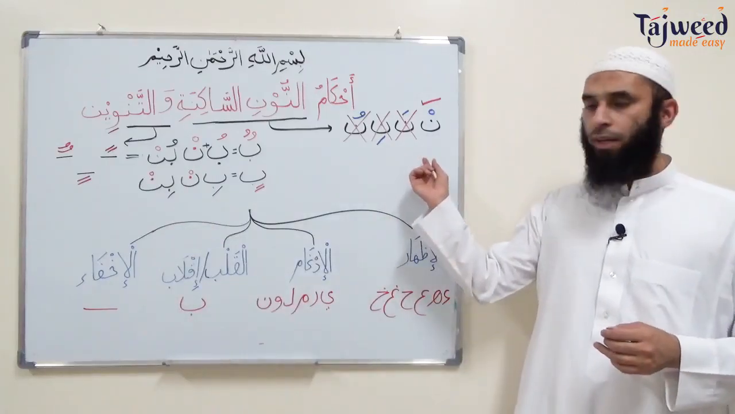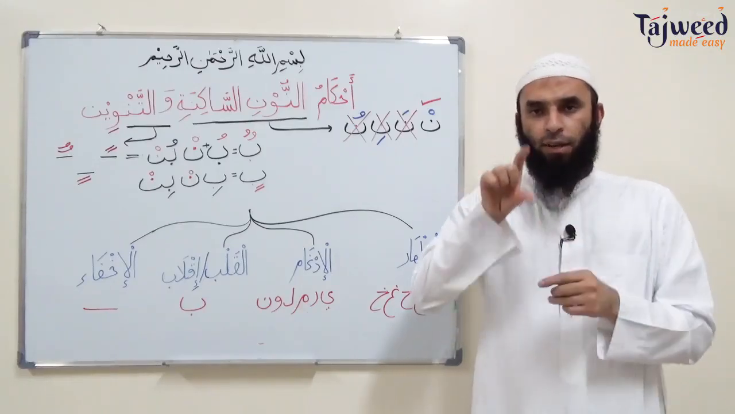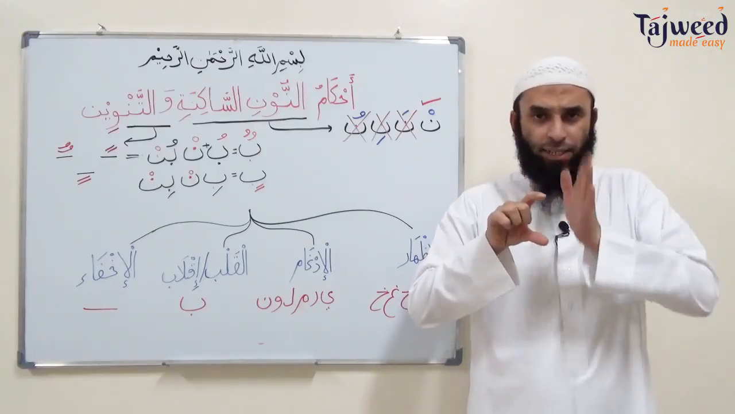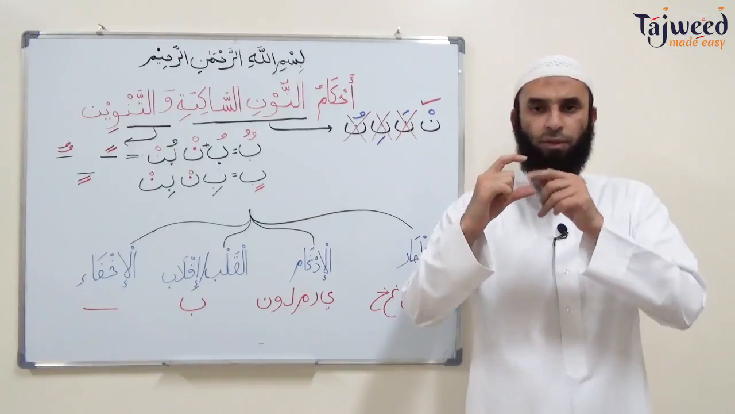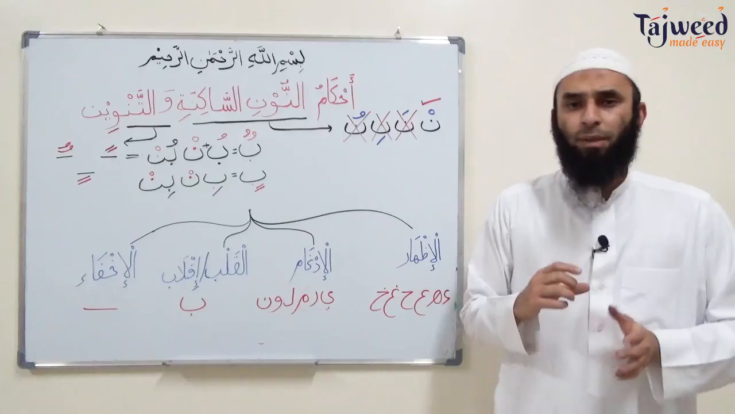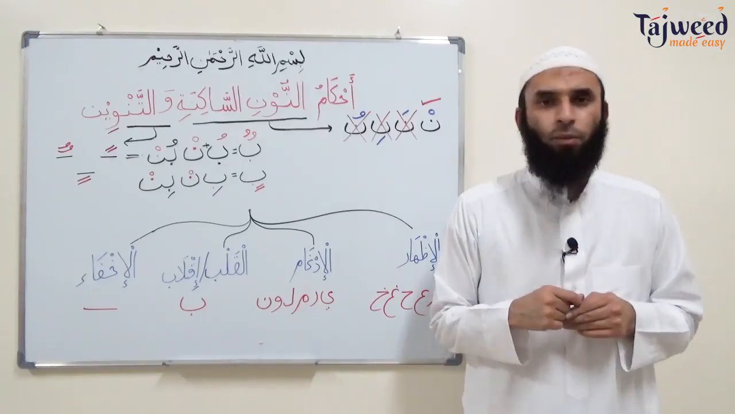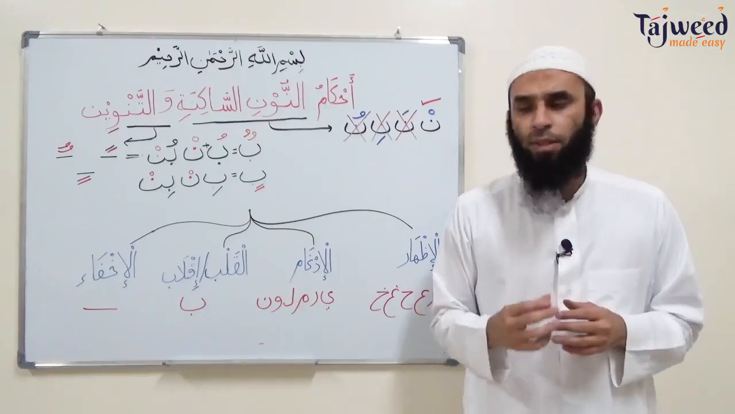So if nun sakina and tanween, these two, meet any of the 28 letters of the Arabic language, then depending on which letter it is, it will affect how we pronounce the nun sakina and tanween. And this effect is of four types.